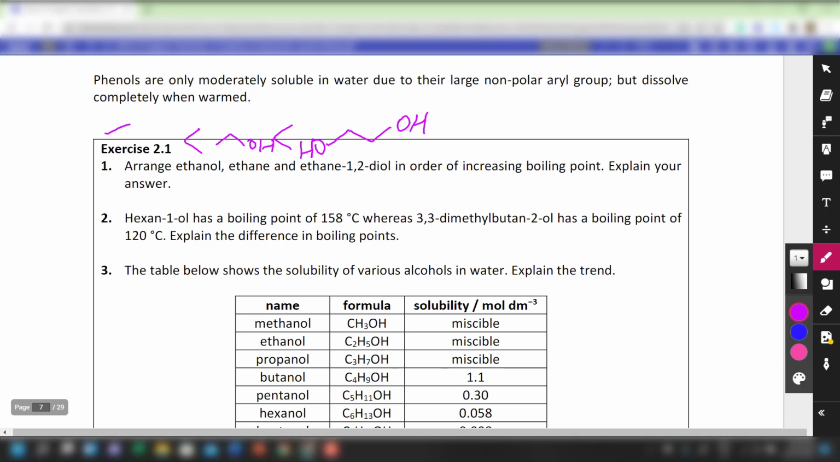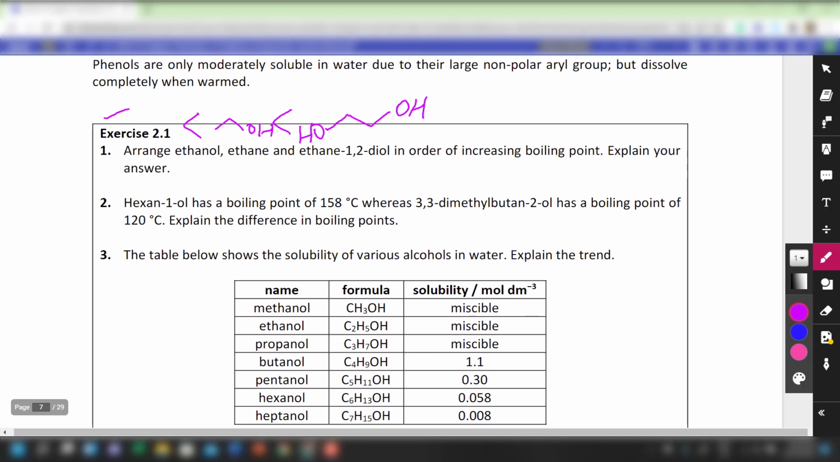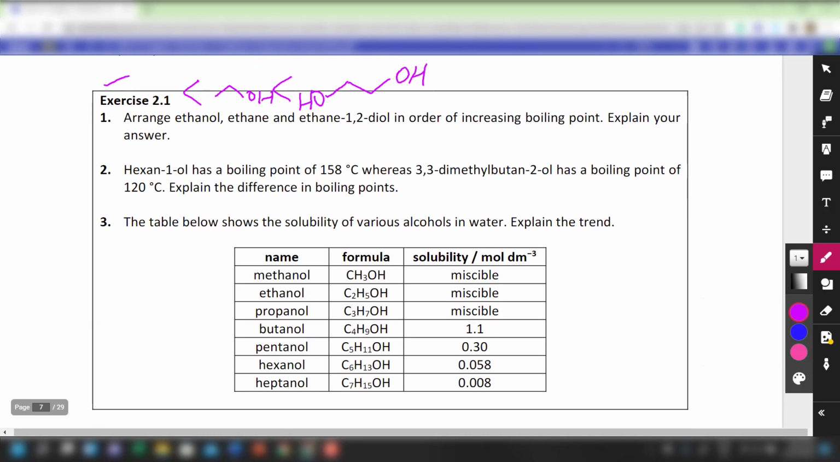Okay, so I'll just leave it as it is, because chemical bonding is a topic which we have covered right in the beginning of last year.